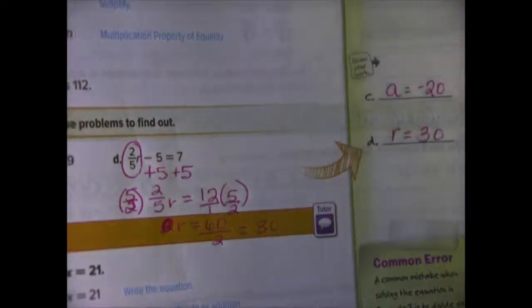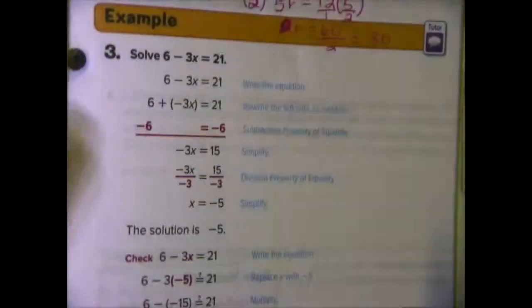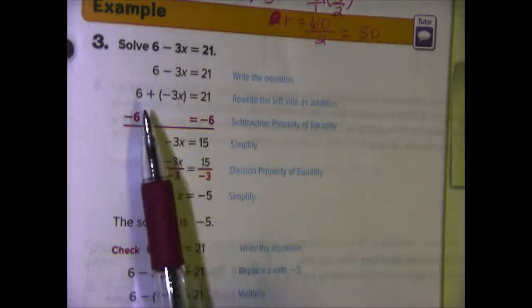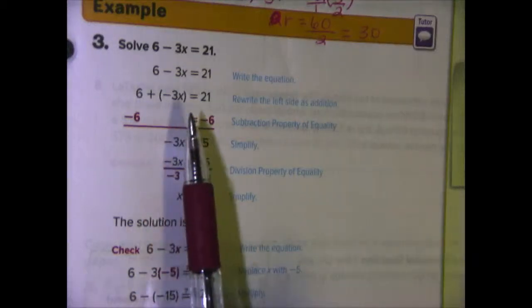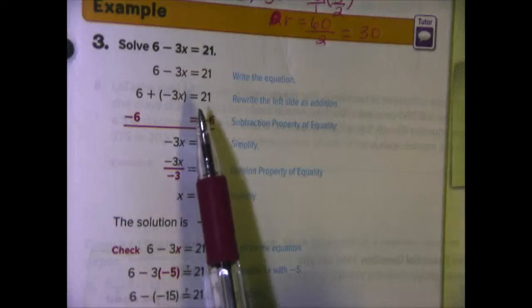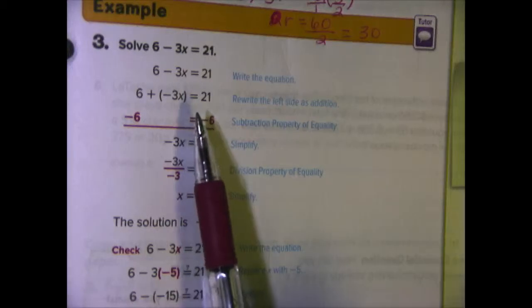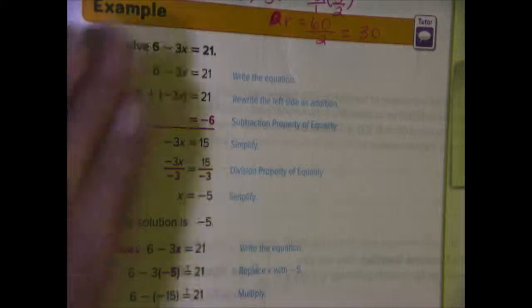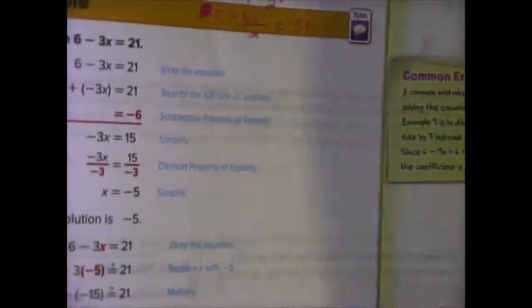Let's look down at example 3. Example 3 says solve 6 minus 3x equals 21. The way that they do it in the example here is not the way that I prefer to do it. So it says to rewrite the left side as addition. I would prefer not to do that. I think it's easier if we get used to seeing it the other way for when we move to algebra. So let's just not look at what they've done and let's do our own over here.